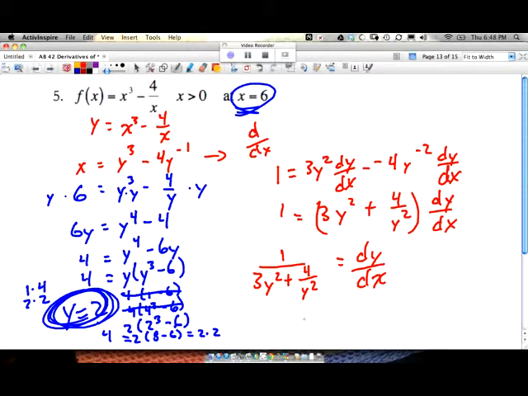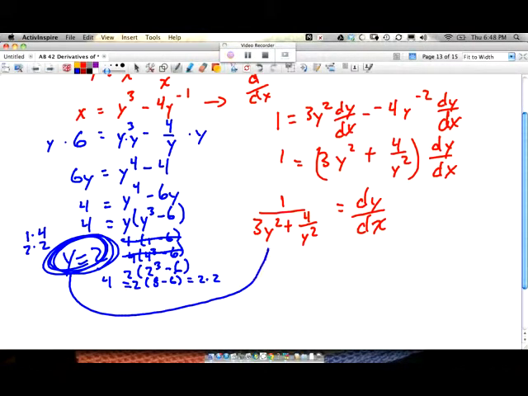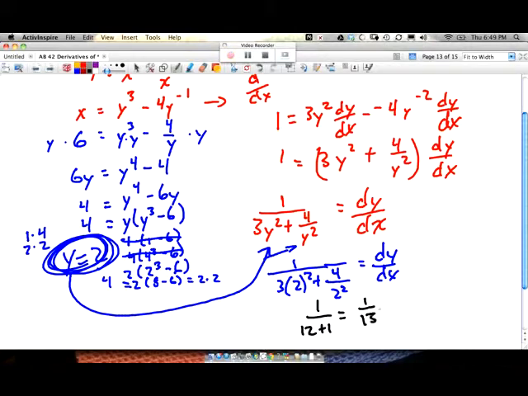So over here, now I've got to simplify. I'm going to plug this in into this y and this y. That gives me 1 over (3 times 2 squared) plus 4 over 2 squared equals dy/dx. Technically, we're done. But let's go ahead and simplify just for fun. 3 times 2 squared: 2 squared is 4, times 3 is 12. 4 over 4 is 1. So this is 1/13. That is our derivative dy/dx of the inverse, of course. Too easy. Too easy.